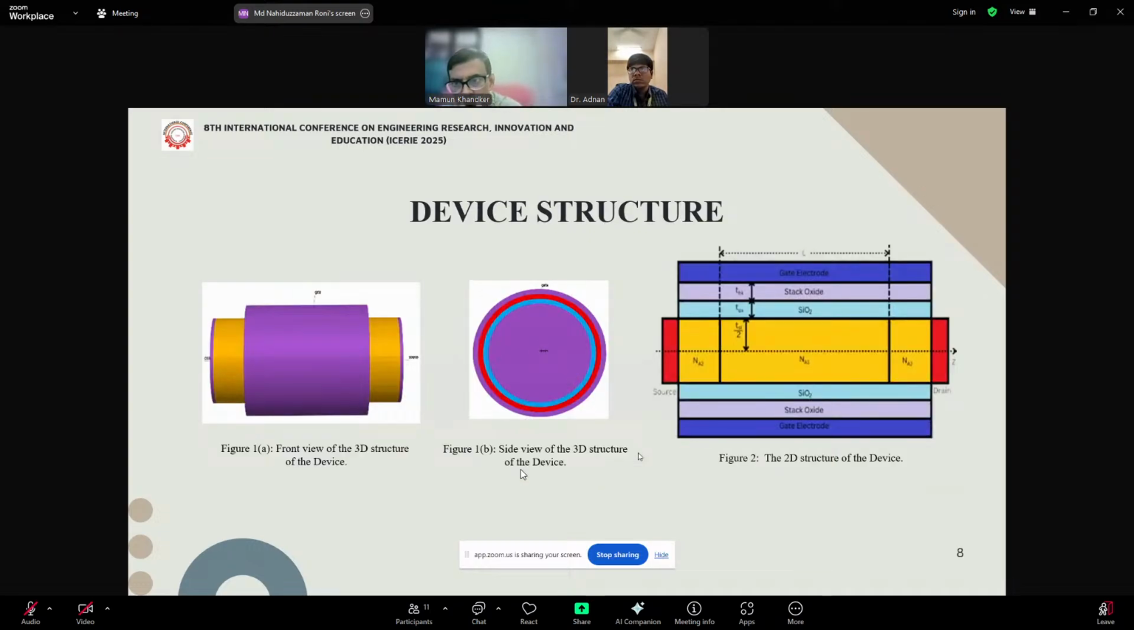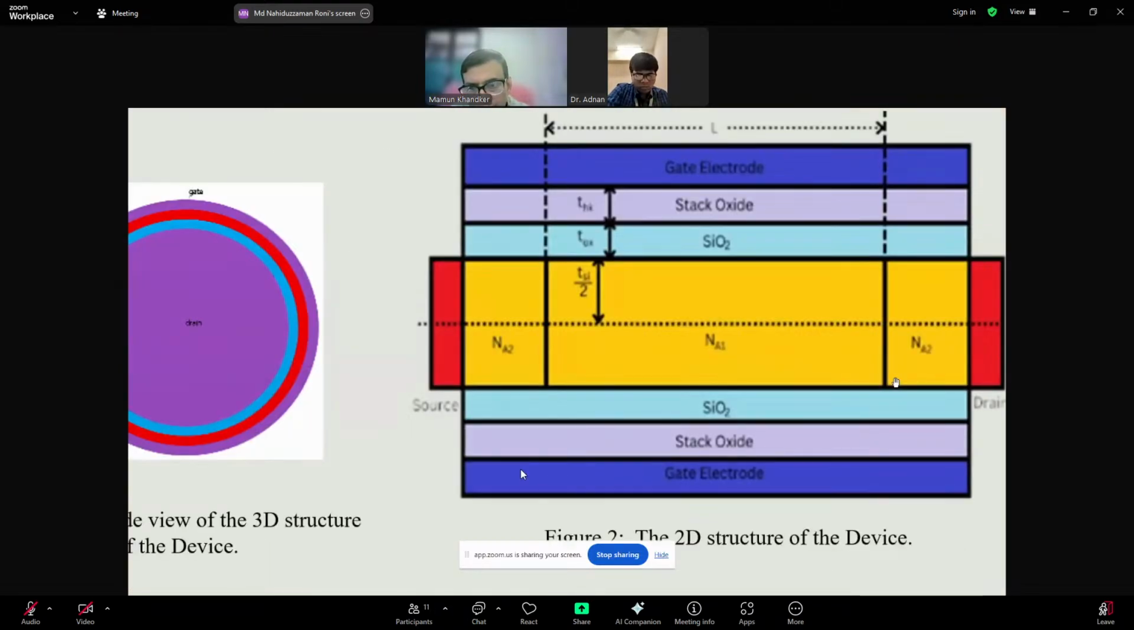Here is the 2D and 3D device structure. I will be explaining the structure using the 2D structure. Here we can see the gate electrode and SiO2 meaning silicon oxide and another stack oxide above it. So what's the use of stack oxide? The question comes to our mind.